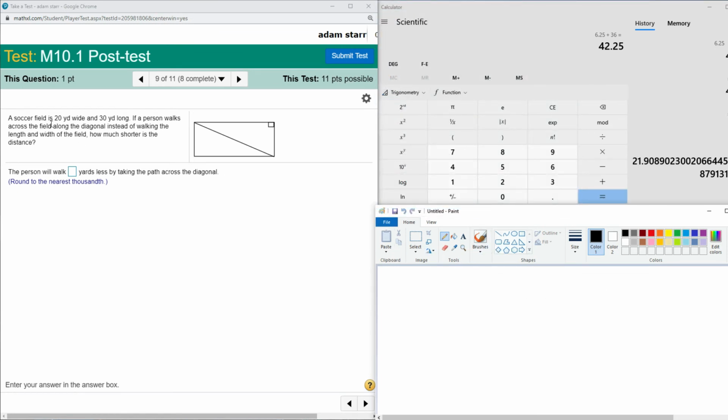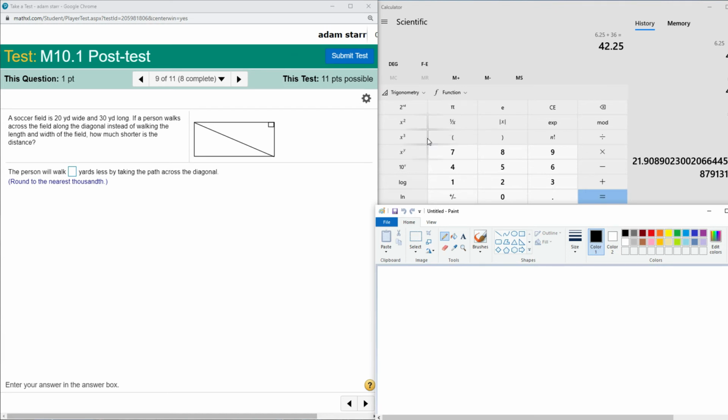Okay, a soccer field is 20 yards wide and 30 yards long. So we have 30 yards and 20 yards. If a person walks across the field along the diagonal instead of walking the length and width of the field, how much shorter is the distance?